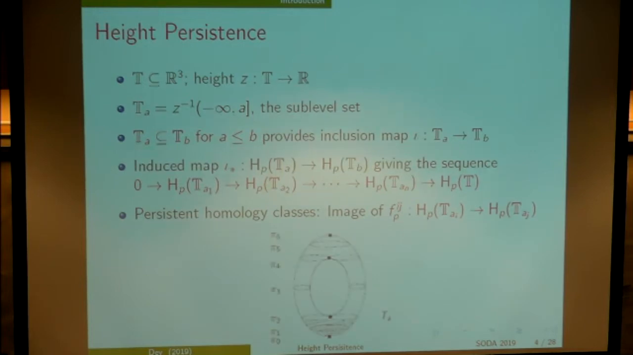Okay, so with this one, here is something which people already know: there is a sublevel set T sub A here, which is included within the sublevel set T sub B, and this is the inclusion, which gives rise to these linear maps.